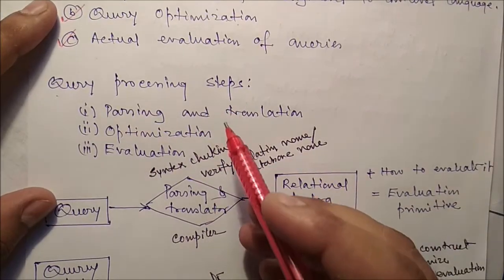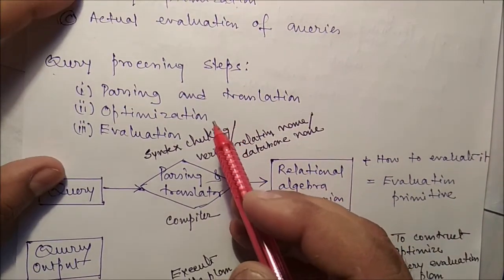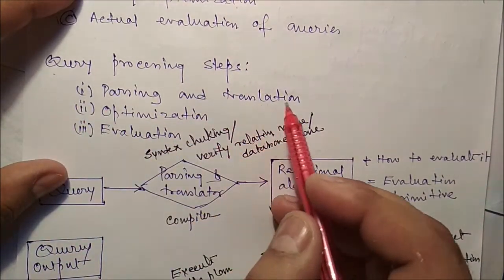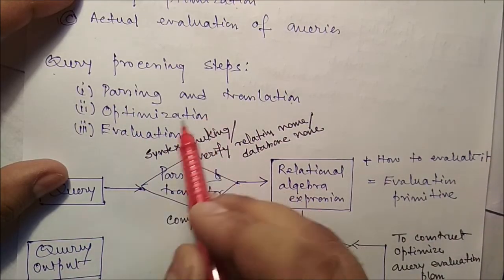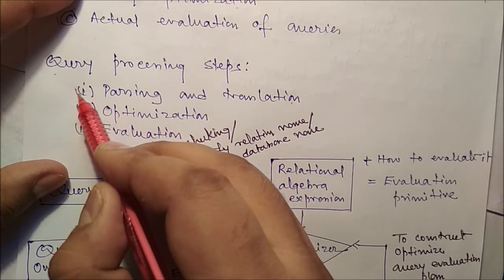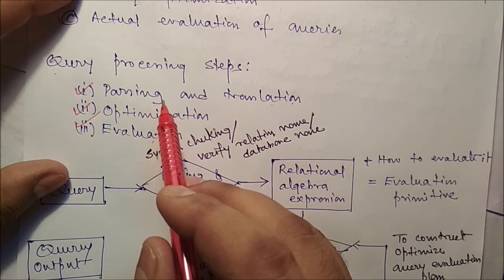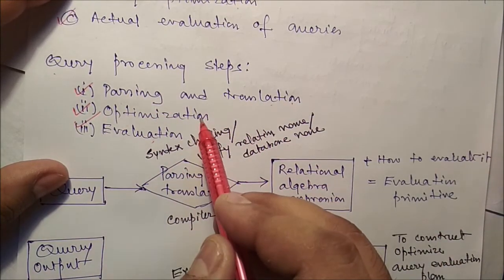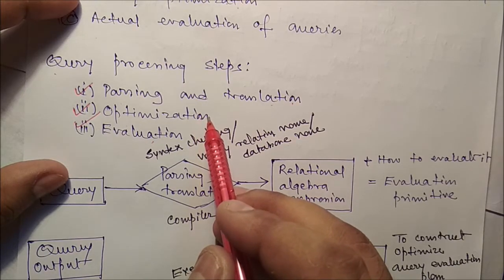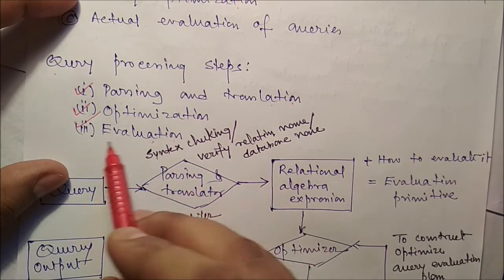Now the query processing steps. The first step is parsing and translation, then optimization and evaluation. Parsing and translation is for converting high level to low level, optimization is for identifying the best query, and evaluation means executing the query.